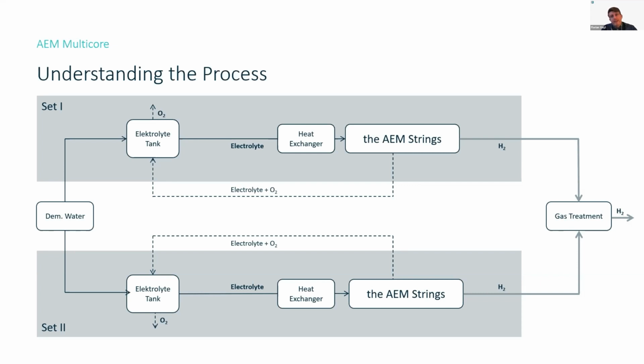Then the electrolyte will go into our AEM strings, where we start to produce hydrogen. The H2 will go out to the gas treatment, and from there you can use the hydrogen for whatever you want. You can put it in a buffer tank or whatever you want. The used electrolyte will go with the O2 back into the electrolyte tank, where the O2 will be separated from the electrolyte and will go out to the atmosphere at 0 bar. Basically, this is our process, our P&ID in a simple way, and that's it.